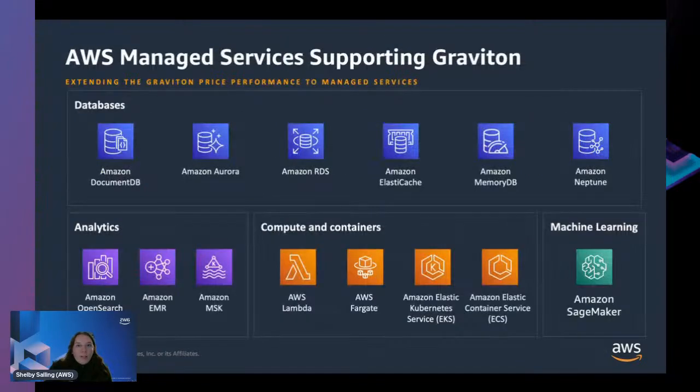Although we're talking about EC2, I didn't want to leave out managed services. We extend the Graviton price performance to our managed services, and a lot of times now most of these automatically launch on Graviton. But if you're running any single one of these managed services, Graviton is the best price performance option as well, not just for EC2. So I'd say the vast majority of our EC2 customers actually start by migrating at least one managed service. And some of our top adopted on Graviton are RDS, Elasticache, and OpenSearch.